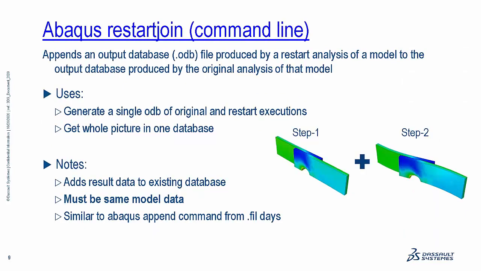We also have Abaqus Restart Join. Instead of tossing different regions of a model together, this tosses different steps in an analysis together. It appends an output database file produced by a restart analysis to the output database produced by the original analysis. So it allows you to generate a single ODB of an original and restart execution, and get the whole picture in one single database. It adds result data to the existing database, but it has to be the same model data. It's similar to the Abaqus append command, for anybody who has used Abaqus for a little while and remembers the .fil.